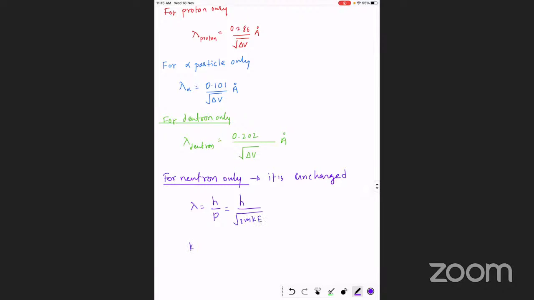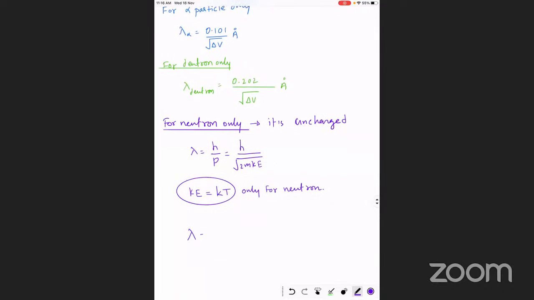Now always remember, kinetic energy of a neutron can be given as Boltzmann constant into temperature. Okay, only for neutron you can use this, because the kinetic energy of neutron will be proportional to temperature. If you increase temperature, kinetic energy of neutron will increase. Imagine an independent neutron. So independent neutron will move faster if temperature is high. Okay. So for neutron, you can use this formula, h upon under root 2mkT, where k is Boltzmann constant.